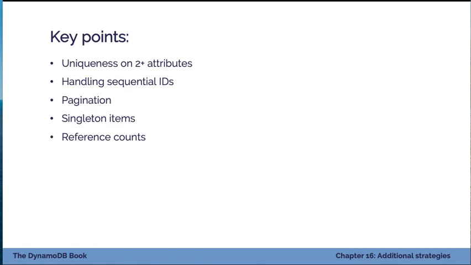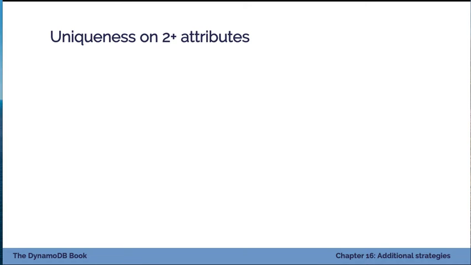Number 1, we'll talk about how to handle uniqueness on 2 or more attributes. Second, we'll talk about handling sequential identifiers. Third, we'll talk about pagination. Fourth, we'll talk about singleton items. And then fifth, we'll talk about reference counts. So let's get started with uniqueness on 2 or more attributes.